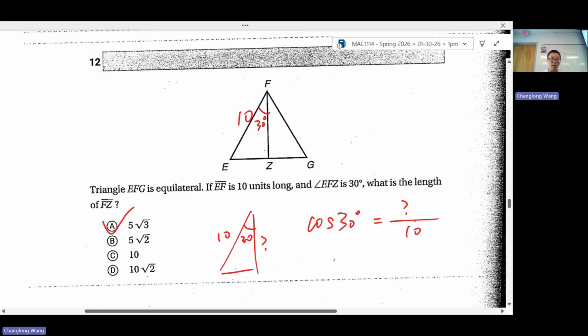So now you're solving for the unknown by multiplying 10 on both sides. So the question mark should be 10 times cosine 30. Now, since you just took the test, I'm sure almost everyone remembers that cosine 30 is not 1/2. It's radical 3 over 2. So that gets you 10 times radical 3 over 2. So that will be 5 radical 3.